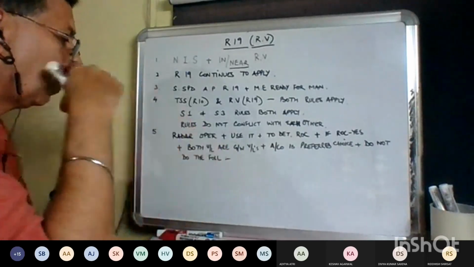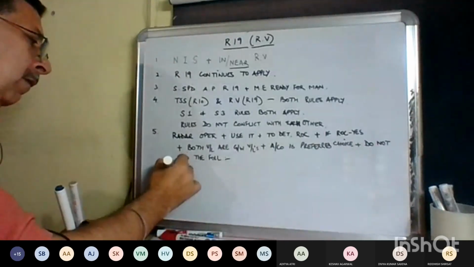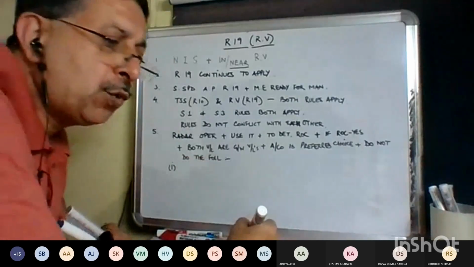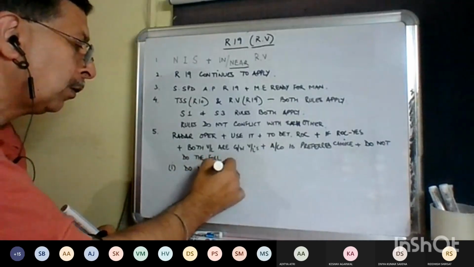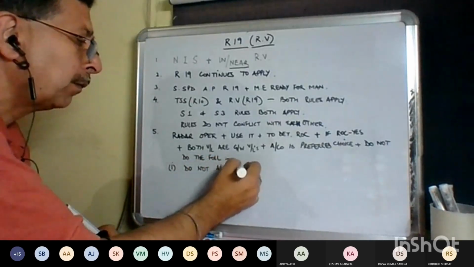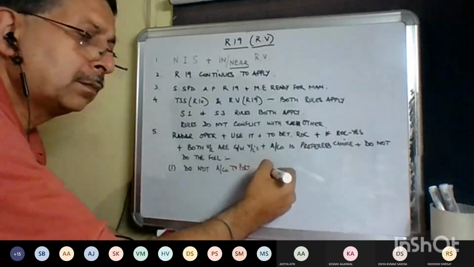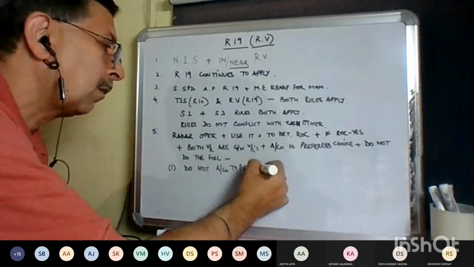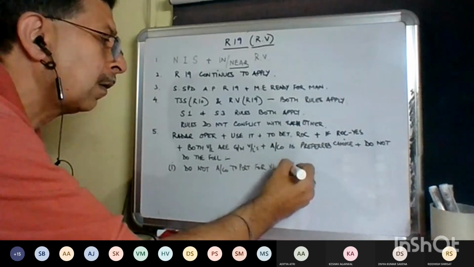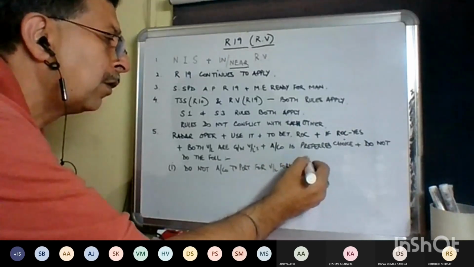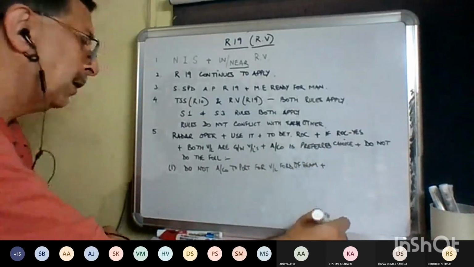Do not do the following. First one, an alteration of course to port. Do not alter course to port for a vessel forward of the beam, other than for a vessel being overtaken.